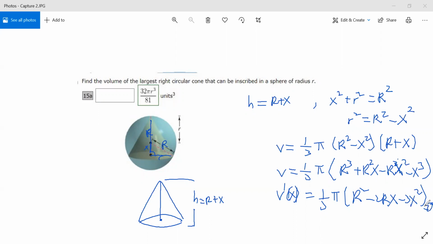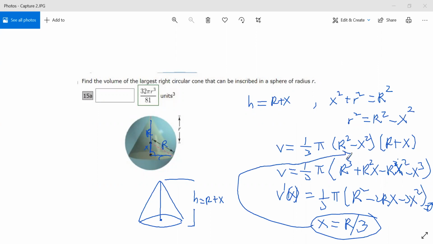When you set this to 0 and solve it for x, x will equal R over 3. So x is R over 3. Now you can plug it back into the volume equation. So take this value and plug it back in for x.